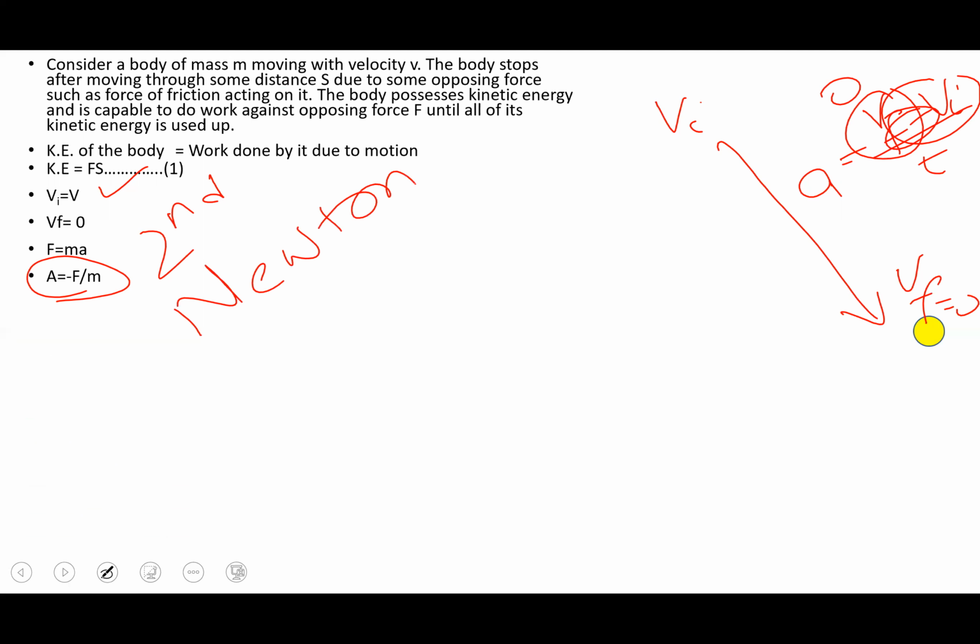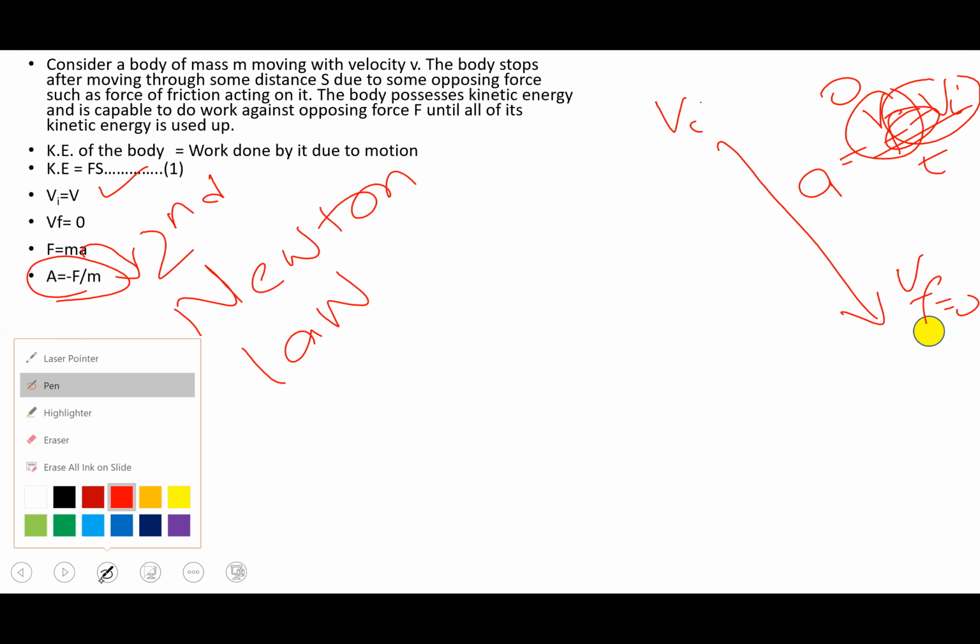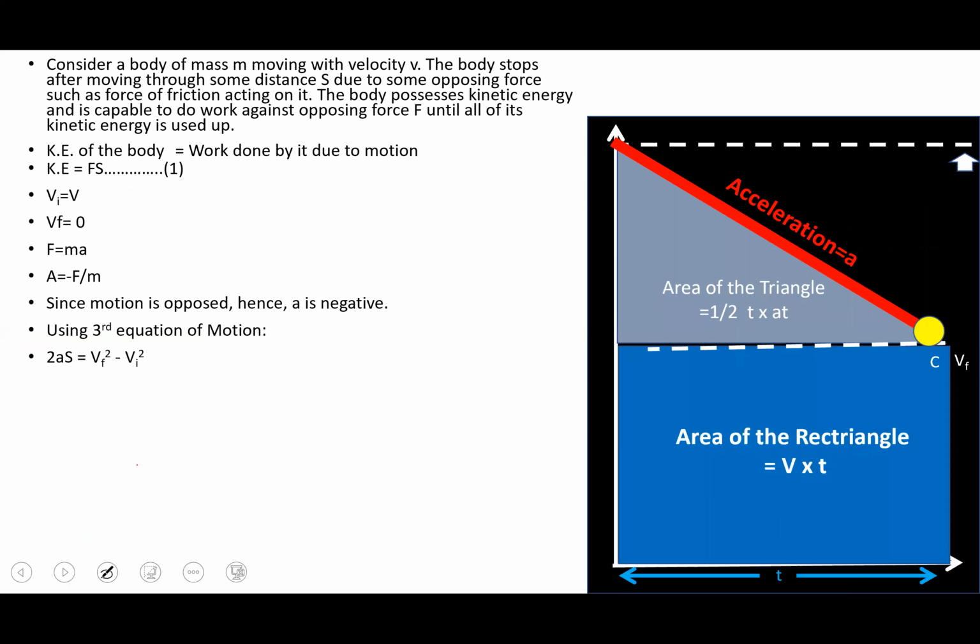which said when a force is applied on a body, the body moves in the direction of the force with some acceleration. Now, we can use this acceleration in a certain kind of equation of motion. Since motion is opposed, hence a is negative, that means in the opposite direction. Using the third equation of motion, which says 2as is equal to Vf square minus Vi square. So Vf is 0 in this case.